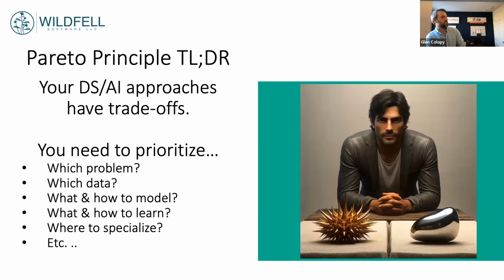So my TLDR on this is that basically your data science and AI approaches have trade-offs, and you need to prioritize what you're going to work on. So I like this idea where effectively you can choose between having something in gold or something in silver. The problem is the thing in gold is super spiky. It's going to be tough to handle that one. Do you settle for a big lump of silver that might be worth a little bit less, but it's way easier to handle? And so those are the type of trade-offs that I think people should be thinking about.